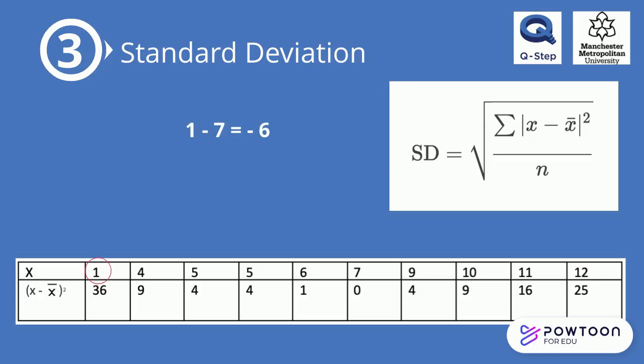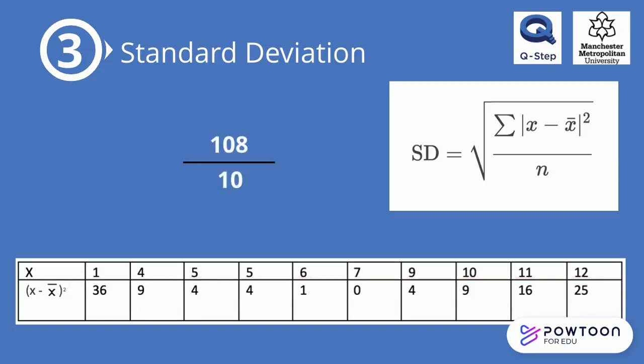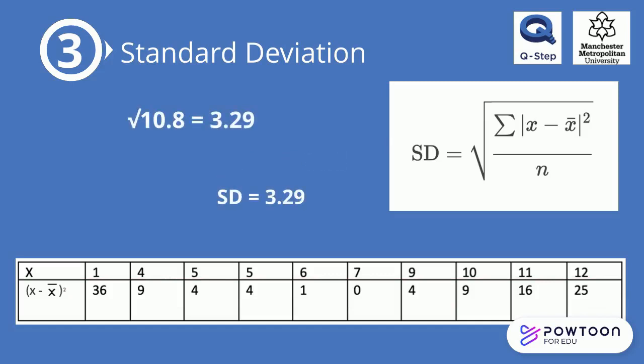We subtract 7, which is our mean, from 1 to get minus 6. We then square minus 6 to get positive 36. It is important to remember that multiplying two negatives produces a positive. Next, what we want to do is add all of the bottom row's values together to produce 108 and divide this figure by the amount of values we have, which is 10. Therefore, 108 divided by 10 is 10.8. What we will then do is square root 10.8 to produce 3.29, and this is our standard deviation.